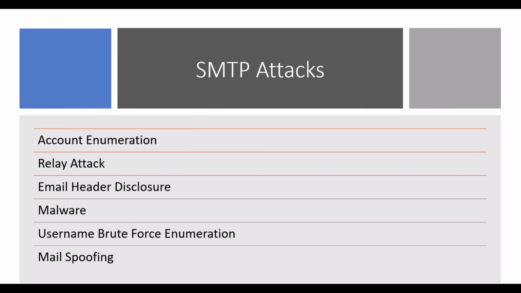And then we have email header disclosure. If your email client and server are configured with typical defaults, then an attacker can find critical or sensitive information if your mail server is not configured properly. Information like internal IP addresses or outdated software versions can be identified by the attacker through the email header disclosure attack.